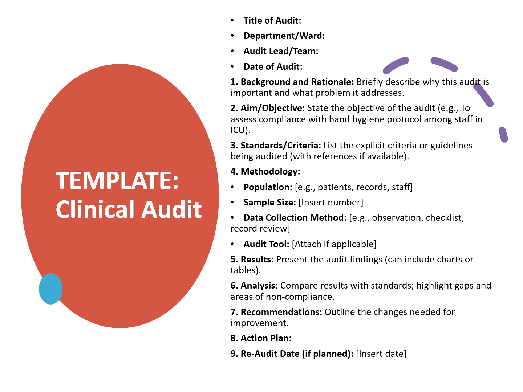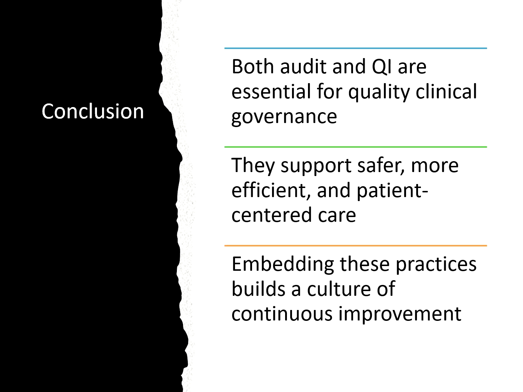This is a template. On one slide, you can see the title of audit, department, audit lead, date of audit, background, rationale, aim, objective, standard criteria, methodology, results, analysis, recommendation, action plan, and re-audit date. After the audit, there must be an action plan and a re-audit date, then the audit loop will be completed. So this audit triggers the action plan and the re-audit.